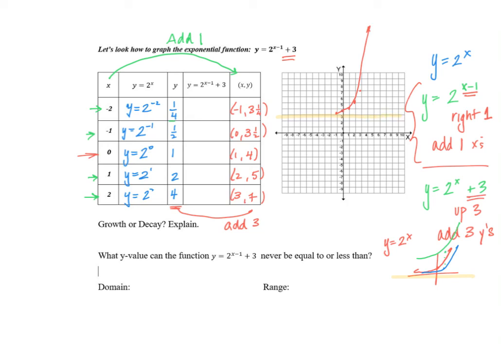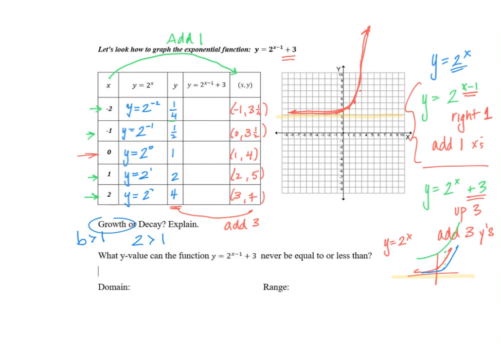So if I finish my curve, even though I didn't plug in anything less than -2, it's going to go closer and closer and closer and closer. And again, level off at 3. So why is it a growth? Well, the initial base here was 2. And we know that if the base, or b, is greater than 1, then it represents a growth model. So since 2 is larger than 1, I'm looking at exponential growth.